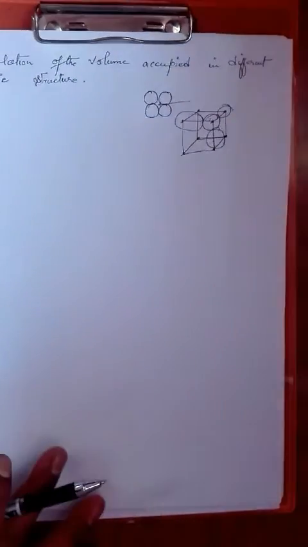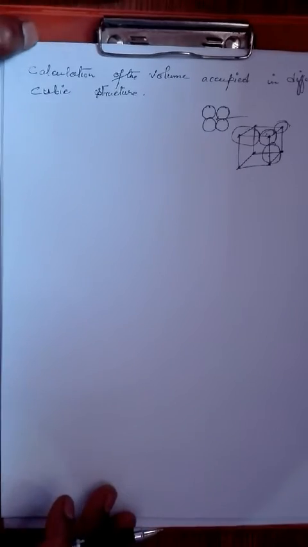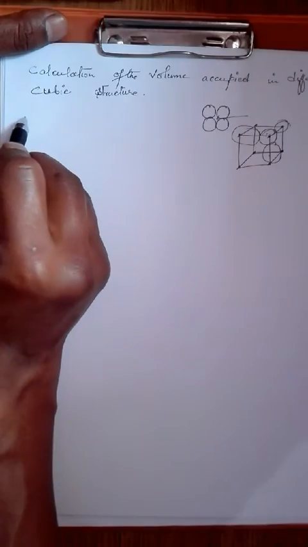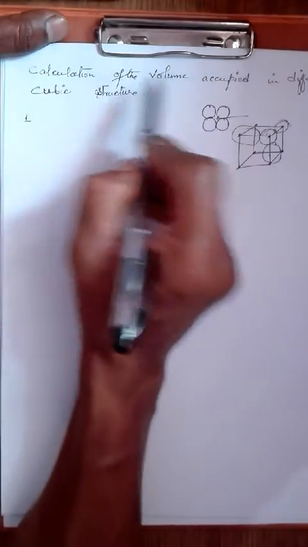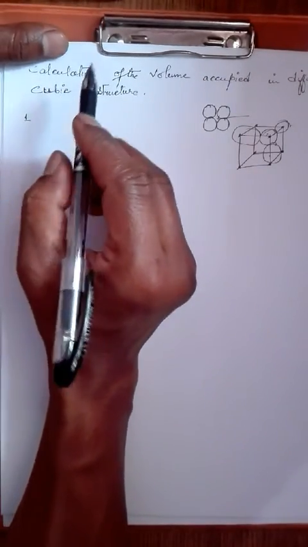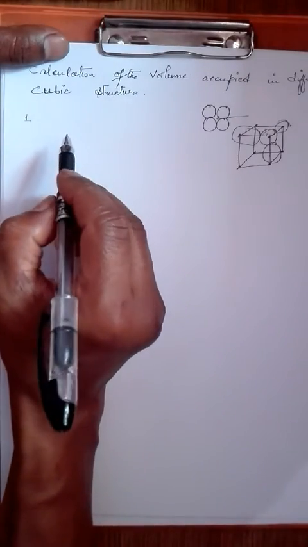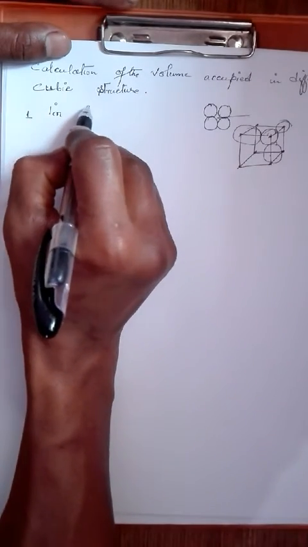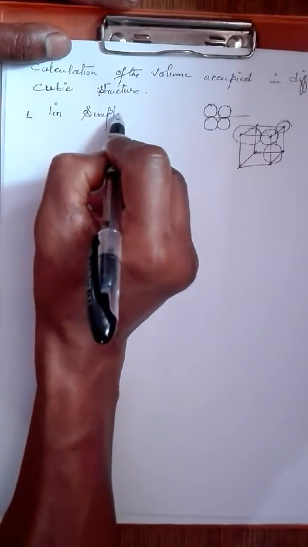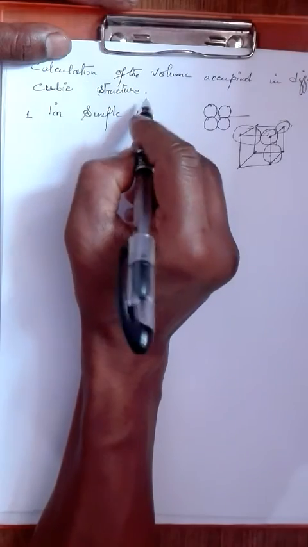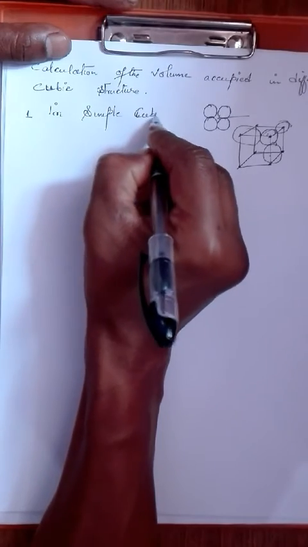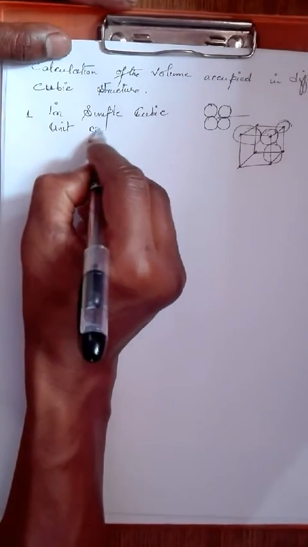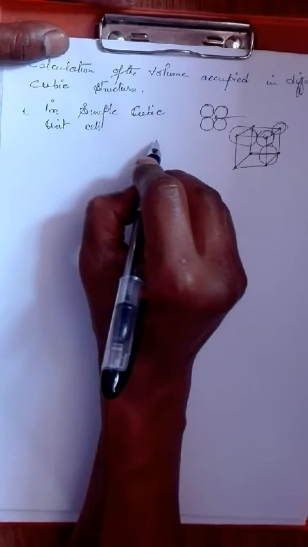So first of all, I would like to start with a simple cubic unit cell or simple cubic structure. The first one, we will calculate the volume occupied in a simple cubic structure or a simple cubic unit cell. This is the so-called simple cubic unit cell.